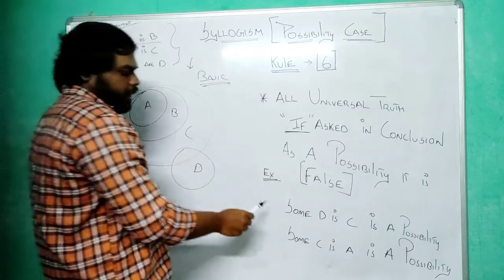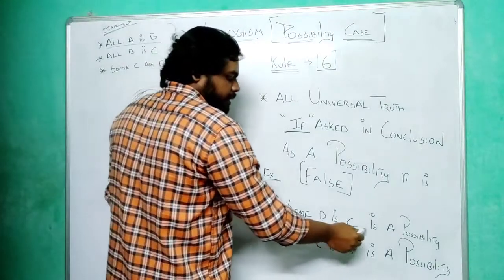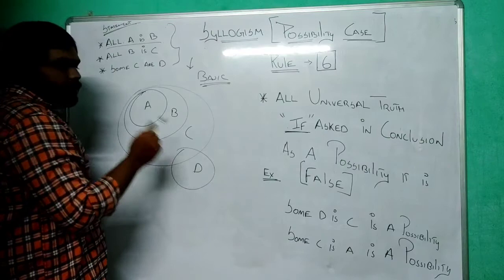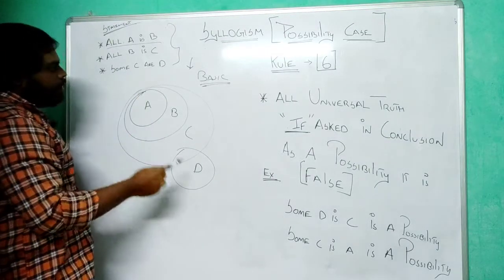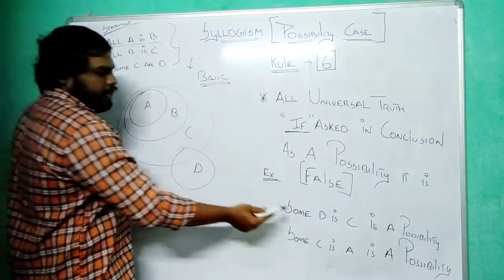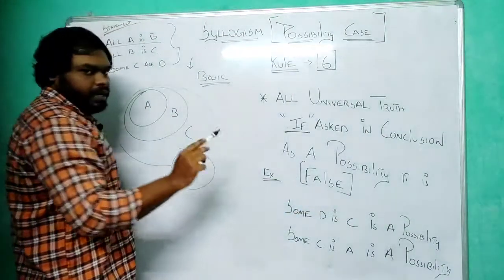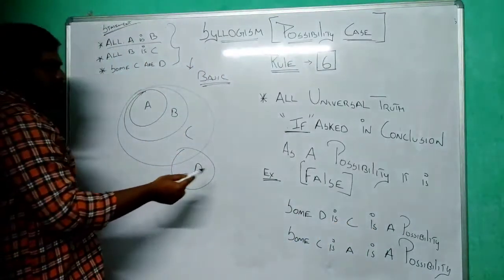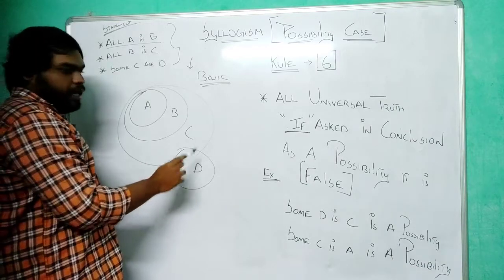So if I ask you, for example, Some D is C is a possibility, right? In the statement, it is also given that some C is D, but in the conclusion, it is reversed, right? The D has taken the place of C, and it is asked that if it is a possibility. Some D is C is a possibility. So this is a possibility, but it is false.